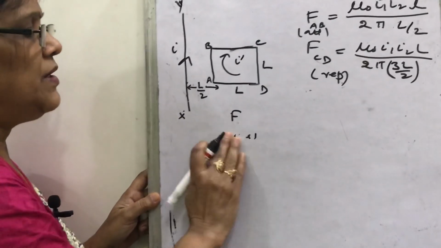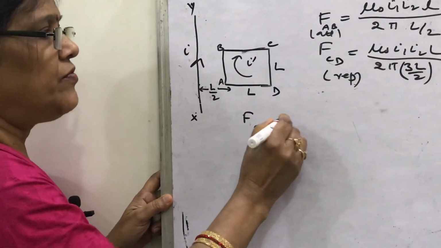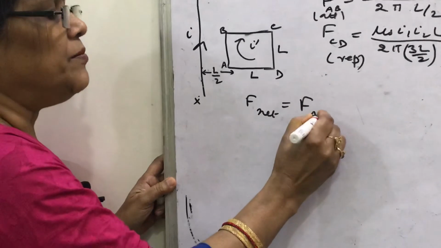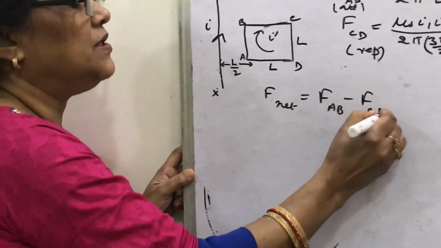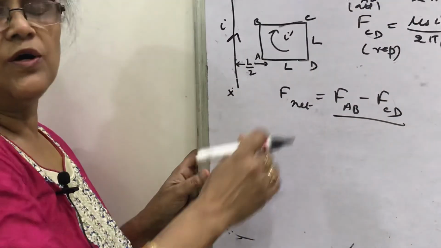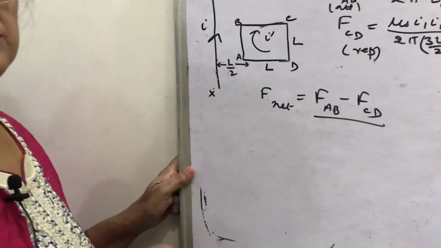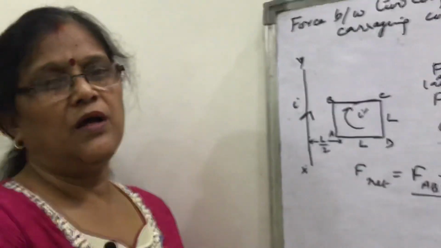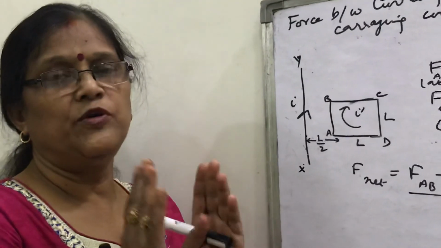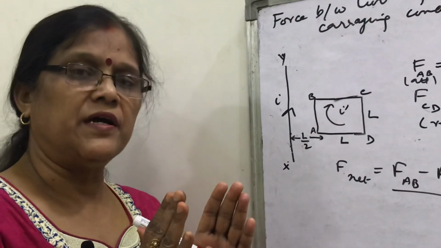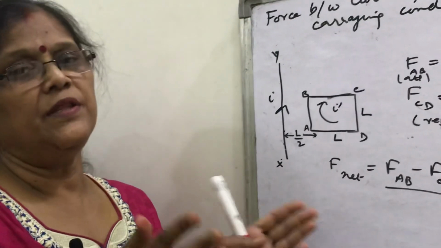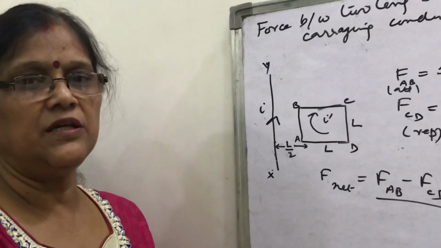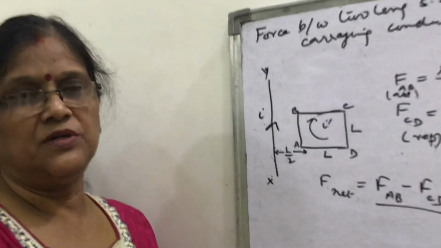So what will be the F net? F net will be FAB minus FCD. In this way you can solve and find the answer. So what is the definition of ampere? How does the force act between two long wires when they carry current in the same direction and when they carry current in the opposite direction? I hope you have understood. Thank you.